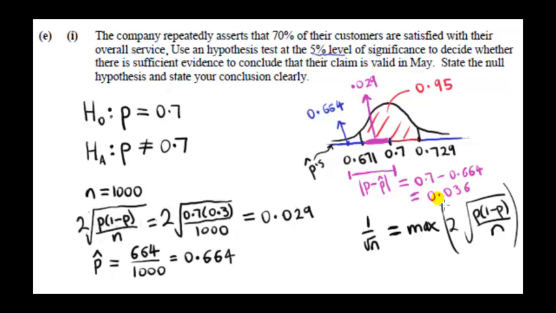So anyway, if you do this calculation, you get 0.036 for that distance between p and p hat, and you can see that that's greater than 0.029, so we reject the null hypothesis. If we reject the null hypothesis when using this value for the margin of error, well, we're obviously going to reject it when we use this smaller value over here for the margin of error.